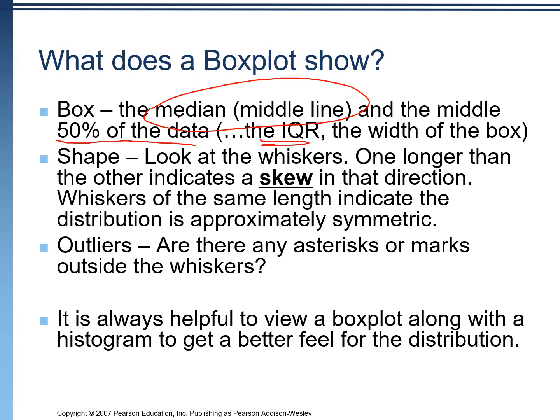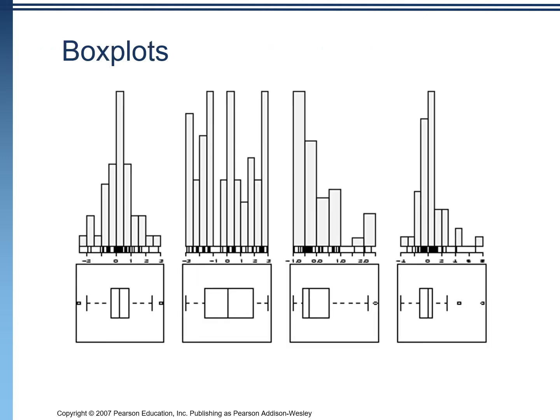It doesn't show us any gaps in the data, which is why it's always helpful to view a box plot along with a histogram. So here are some examples. We can see that this distribution is approximately unimodal and symmetric. And if we look at this box plot, the whiskers are about symmetric as well.